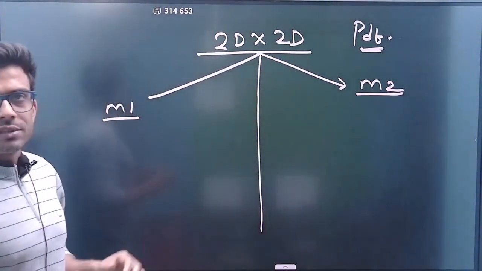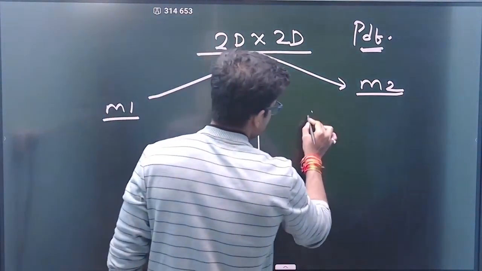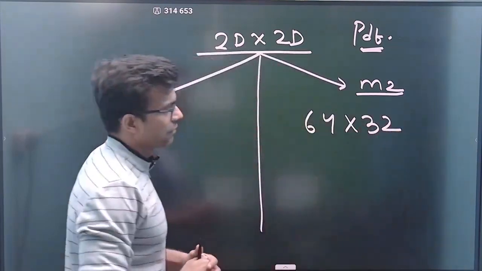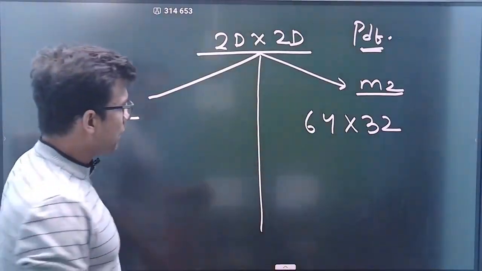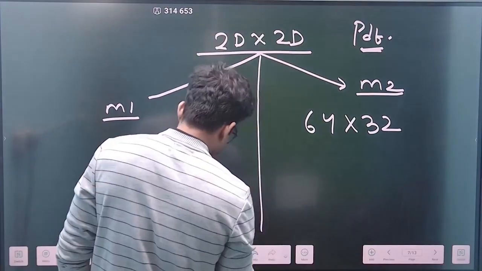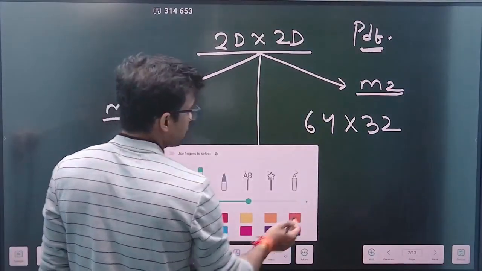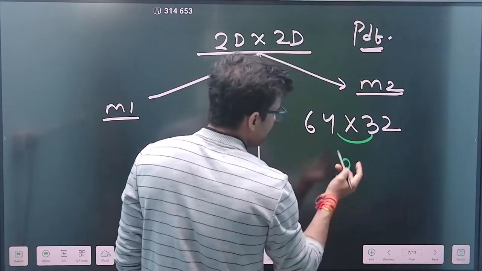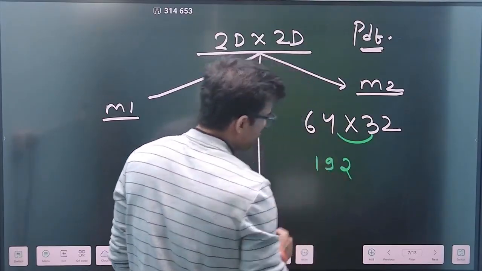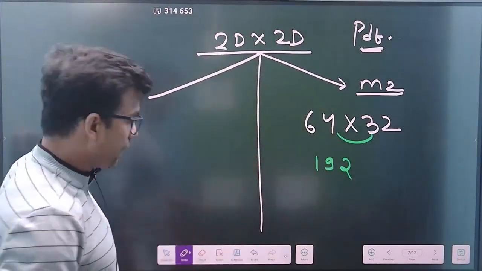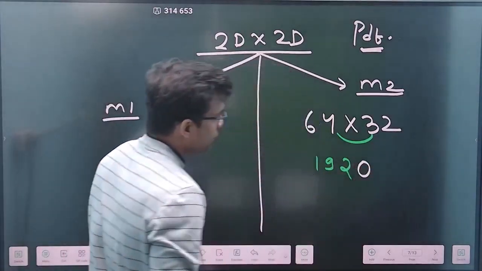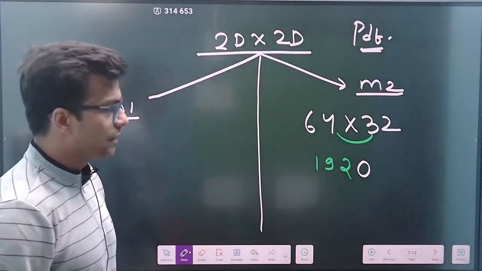Suppose I take the number 64 multiplied with 32. Now what we did in the previous class is just multiply the digits. 3 4s are 12, and 3 6s are 18, 1 carry, so this becomes 192. Put 0 over here. I hope you are getting this point. I think this is clear.